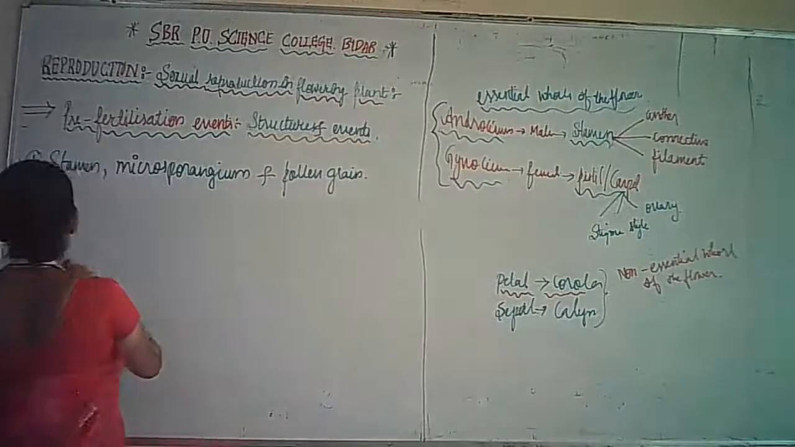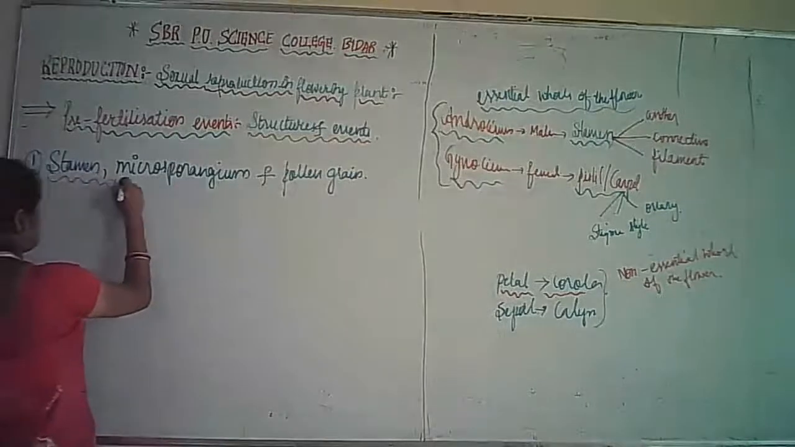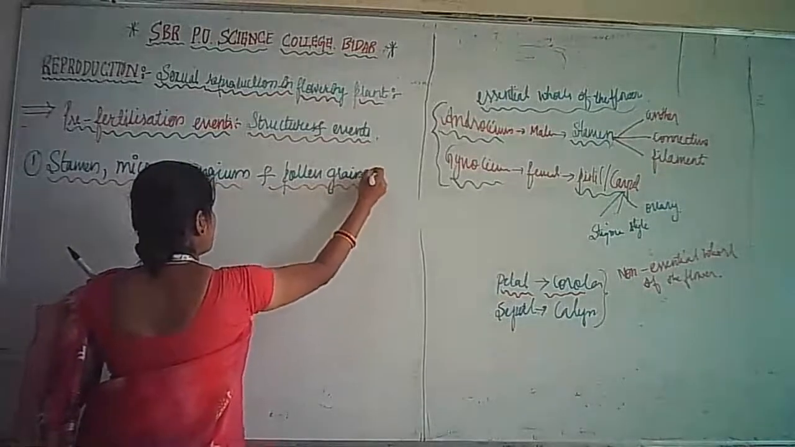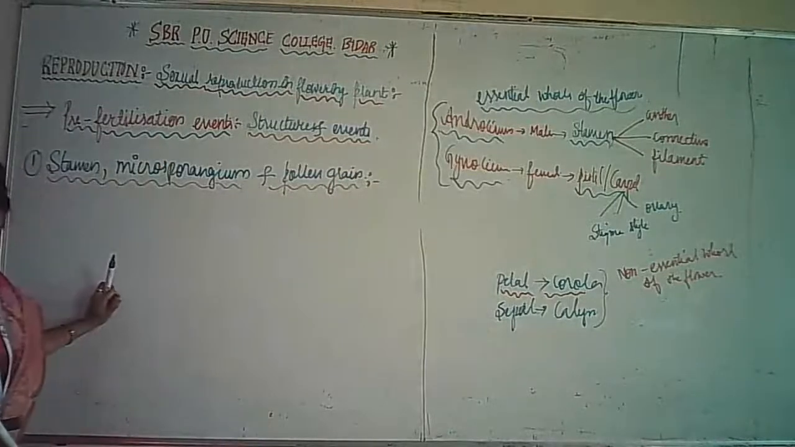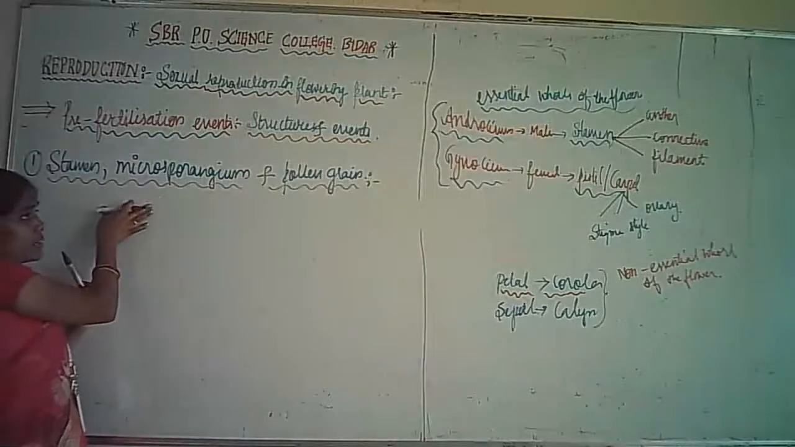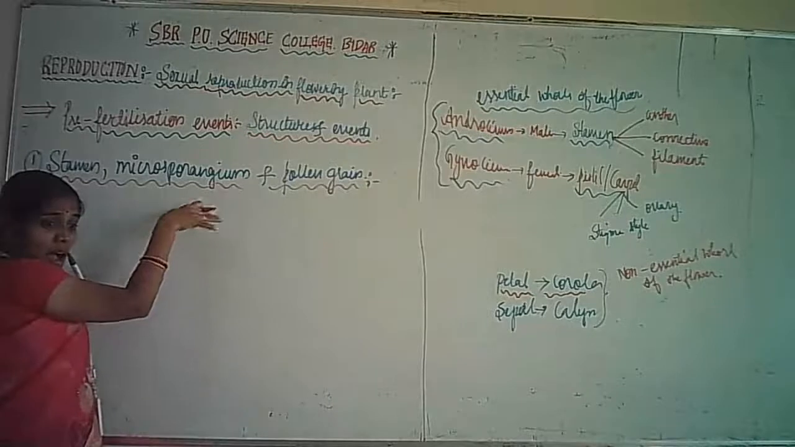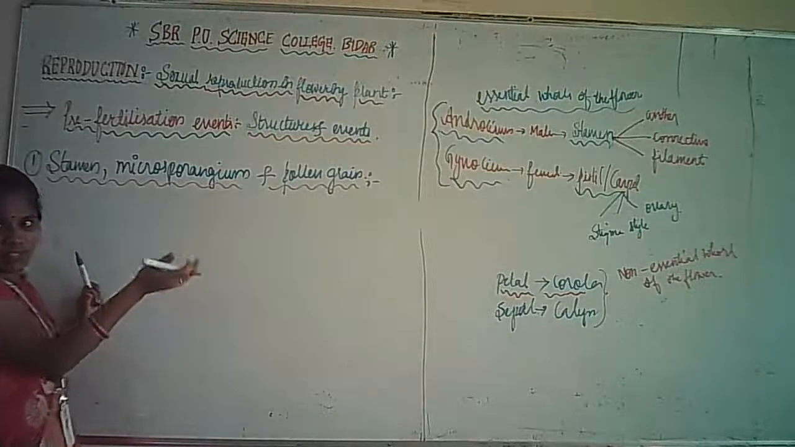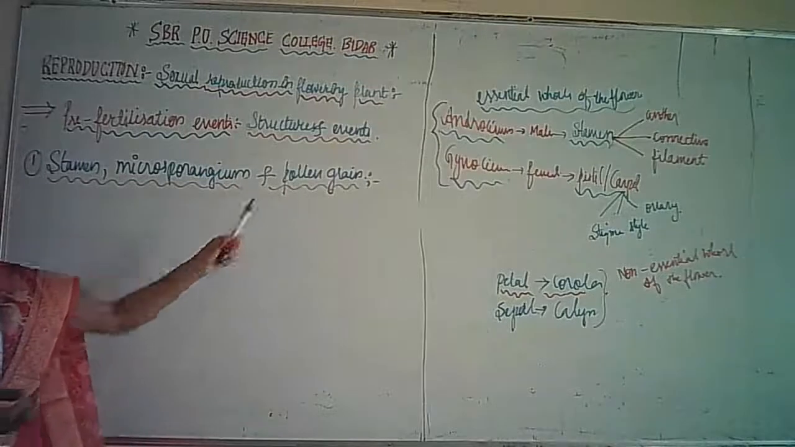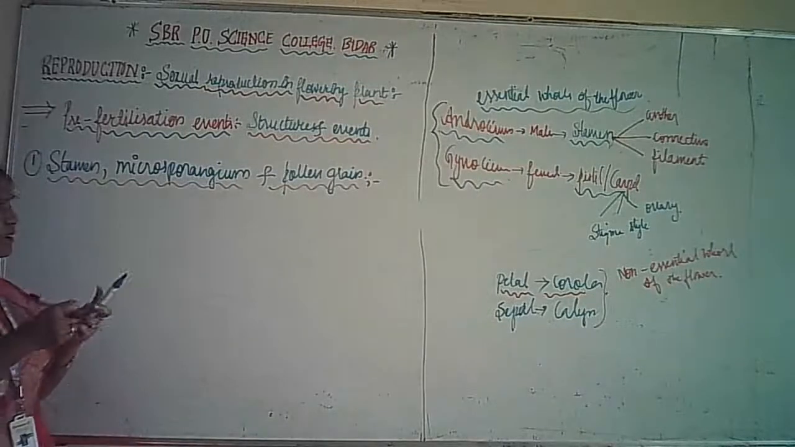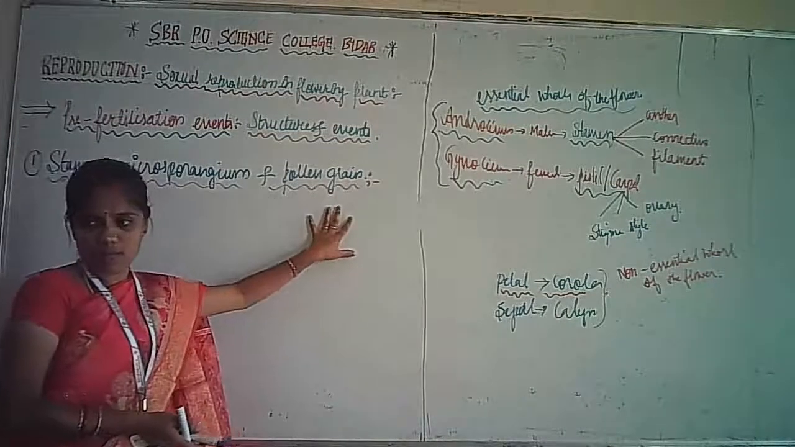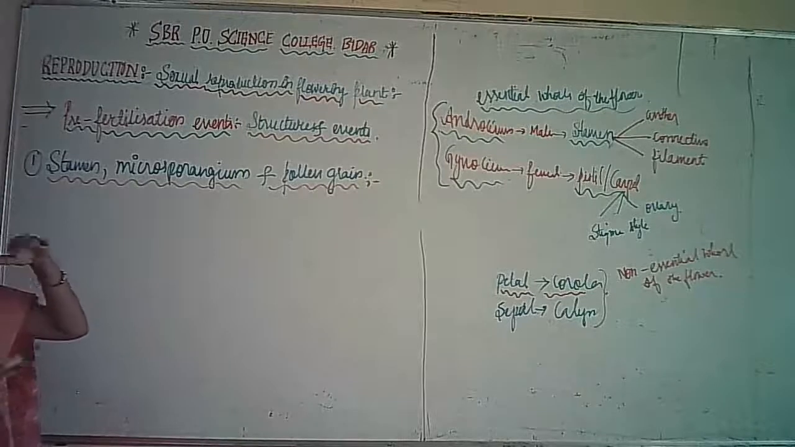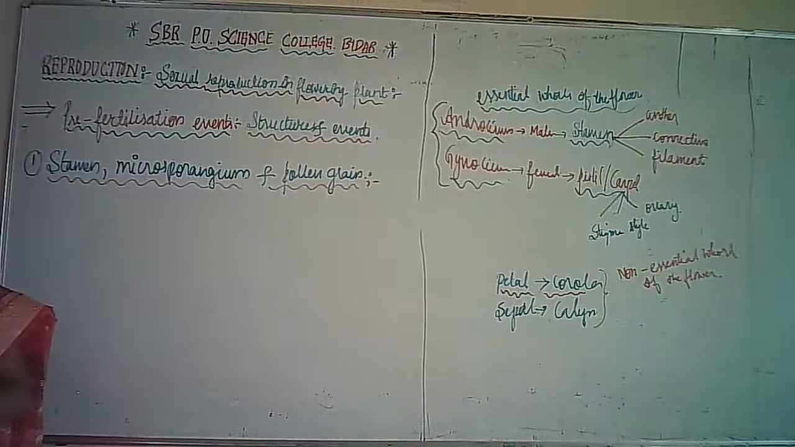Now when we see here, these are the main structures present in the flower. We are going to study how they produce the male gamete. That will be the structures and events, right? What I have written here is stamen, microsporangium and pollen grains. There should not be any confusion, because again when I write pistil, megasporangium and embryo sac, that is the female reproductive part.